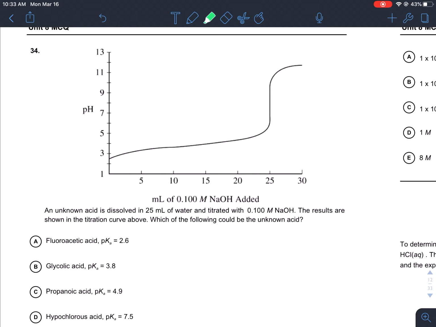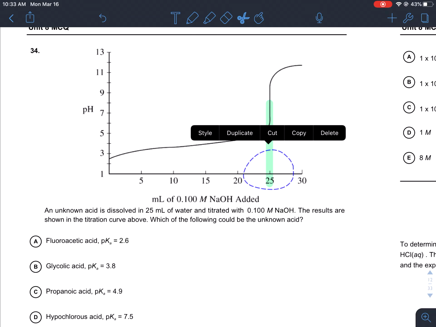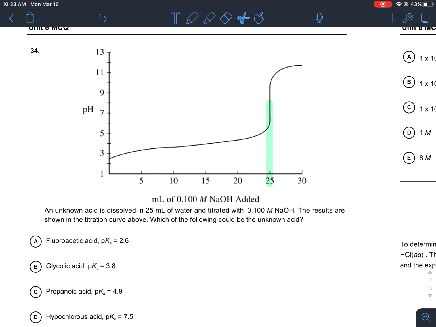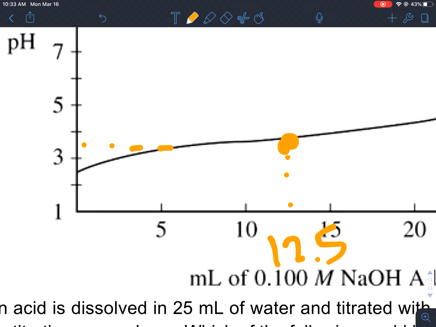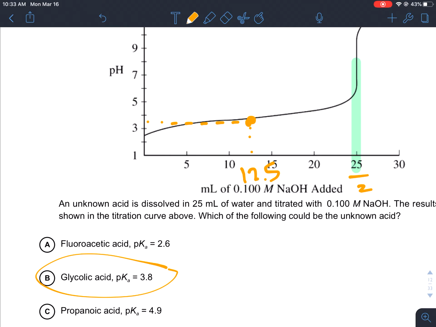I was thinking and thinking and thinking, and then I realized, oh, here's the equivalence point, okay? And, dude, sometimes when I don't know how to do a problem, I just move until I figure it out. And then I said, oh, if that's the equivalence point, well, guess what? The halfway equivalence point is right there, 12.5. How did I get that? Half of 25 is 12.5. So this is the halfway equivalence point. If that's the halfway equivalence point, then that sure looks like 3.8.